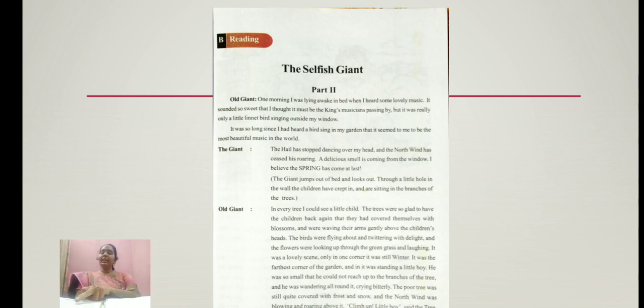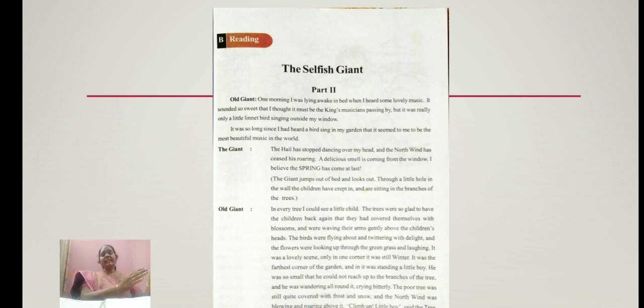Only in one corner it was still winter. It was the farthest corner of the garden, and in it was standing a little boy. He was so small that he could not reach up to the branches of the tree, and he was wandering all around it, crying bitterly. The poor tree was still quiet, covered with frost and snow, and the north wind was blowing and roaring around it. Climb up, little boy, said the tree, and it bent its branches down as low as it could. But the little boy was too tiny. It was then that my heart melted.